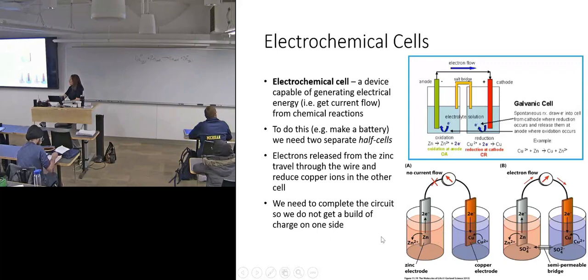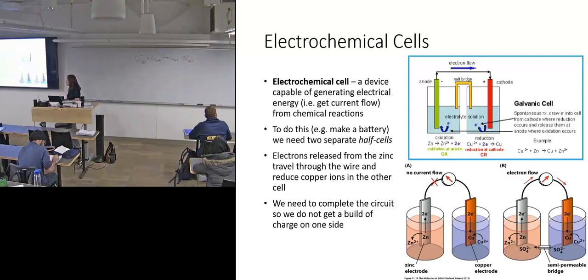And so in order to accommodate for this charge buildup that would happen, we put a bridge in where the sulfate can diffuse and flow, whichever direction it needs to flow, depending.